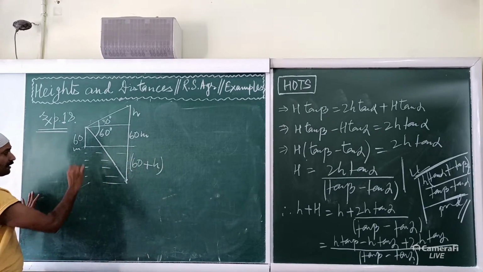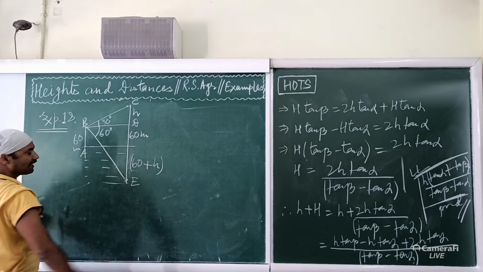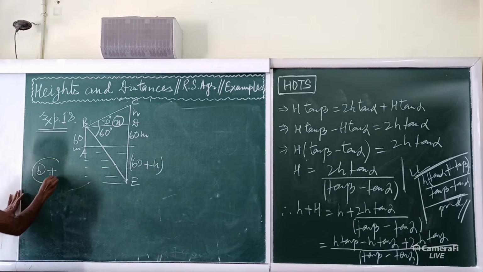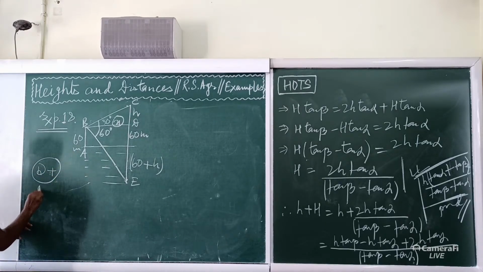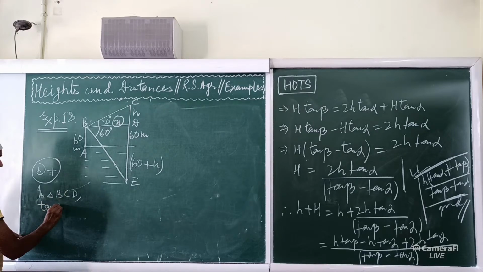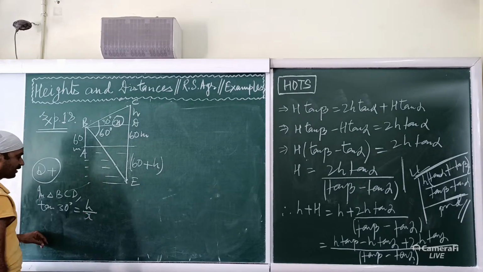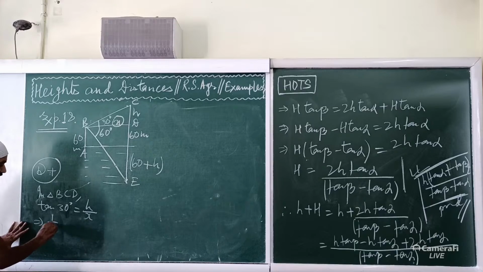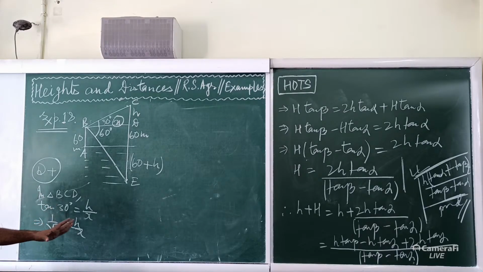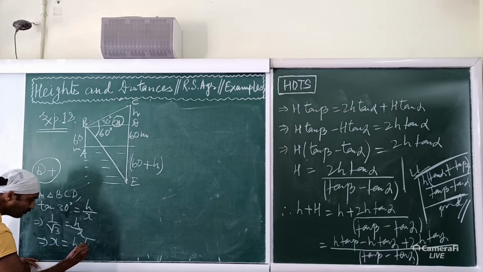This is the water level. Name it A, B, C, D, and here it is E. Assume this value is x. And after that, in triangle BCD we have tan 30 degrees, perpendicular by base, that is h by x. Tan 30 value is 1 by root 3, equals h by x. Okay, x is not our requirement, so remove x. So x equals h root 3, or root 3 h.